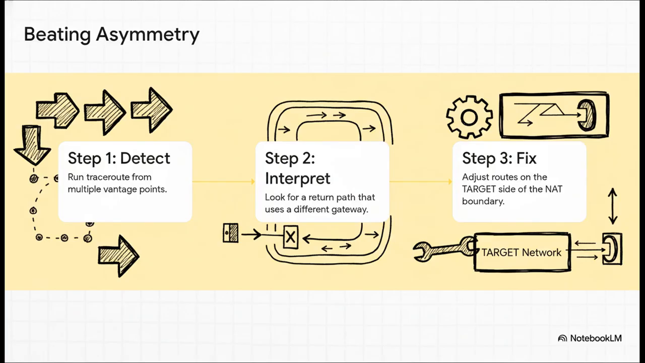It's a 3-step process. First, detect it. Use traceroute to map out the path your packets are taking. Second, interpret it. Look for that smoking gun. The return path is going through a completely different gateway than your tunnel. And third, and this is the key part, the fix is almost always on the target side of the network. You have to adjust their routes to force the replies back into your tunnel.